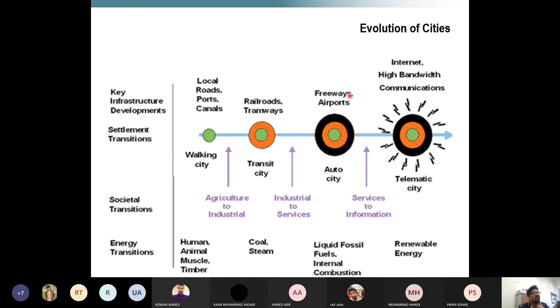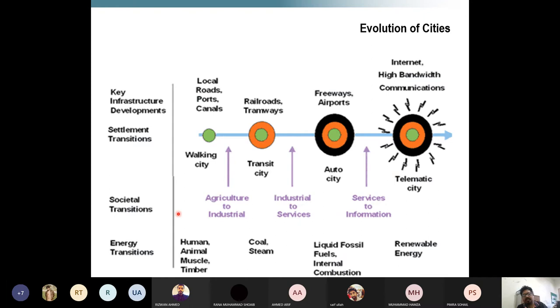So we evolved from a walking city and transit city to an auto city, and it is assumed that in the future, because we are very much relying on technology, technology will have a lot of influence on transportation, and ultimately that will affect the urban growth of the city. If you can travel without driving, or maybe artificial intelligence will drive you, maybe we will have unlimited space to settle down and live in the city. And then of course, there are some other key transitions according to the evolution of these cities.